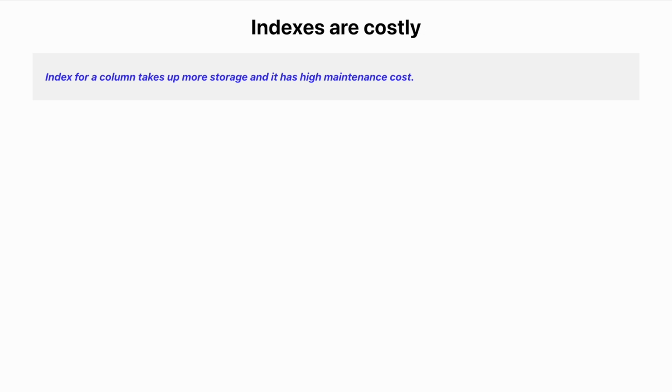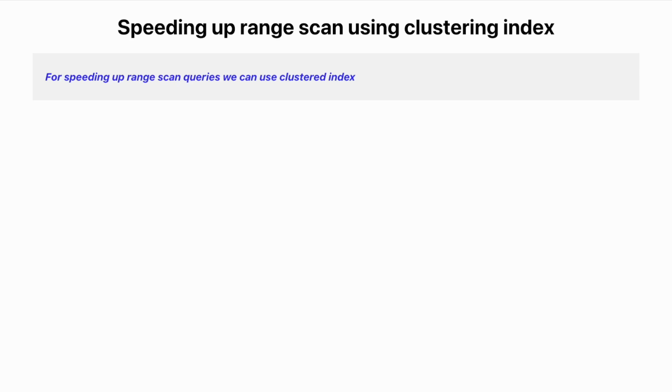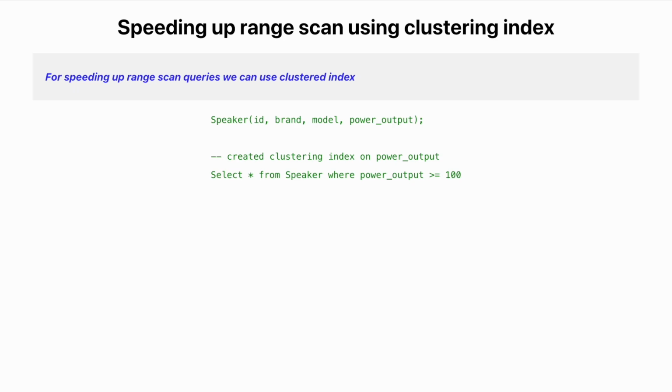In some DBMS, all primary key and foreign key columns are indexed by default. We can use composite index for multiple where clause conditions. For speeding up range scan queries, we can use clustered index. For example, for searching all records with power output greater than or equal to 100 from table speaker, we can create clustered index on power output column and run this select query.